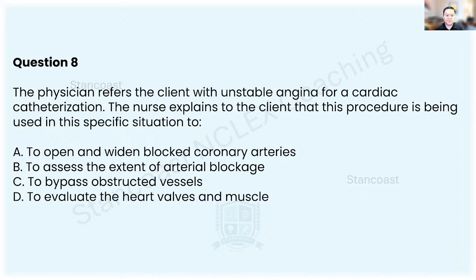Question states, the physician refers the client with unstable angina for a cardiac catheterization. The nurse explains to the client that this procedure is being used in this specific situation to A, to open and widen blocked coronary arteries, B, to assess the extent of arterial blockage, C, to bypass obstructed vessels, or D, to evaluate the heart valves and muscle. Your answers, please.